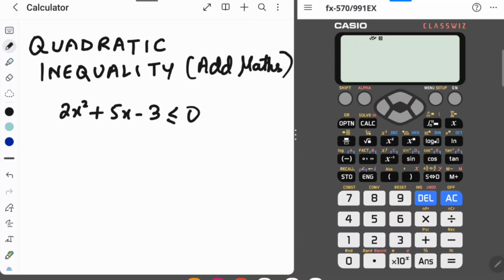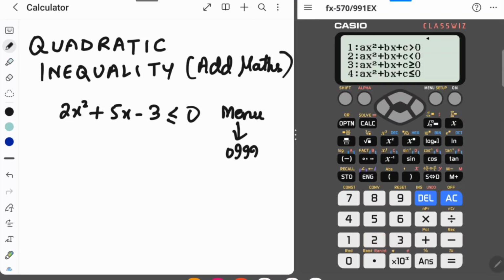For example, I took the expression 2x square plus 5x minus 3. In this, what do you do? You just go to the menu and then this button. Then they are asking you how many degrees you want. It's a quadratic, so you just press 2.